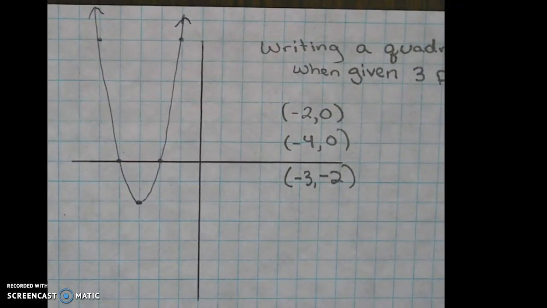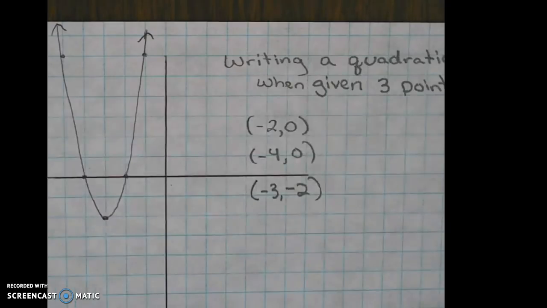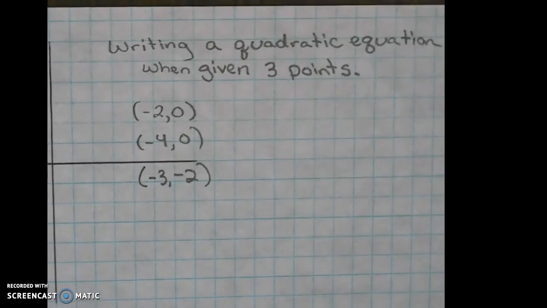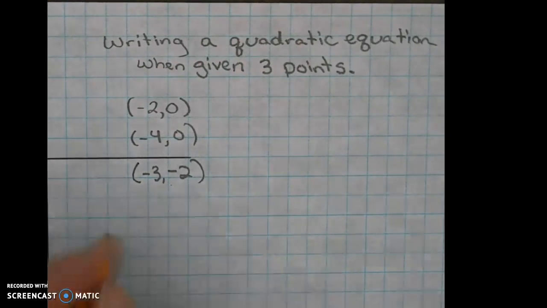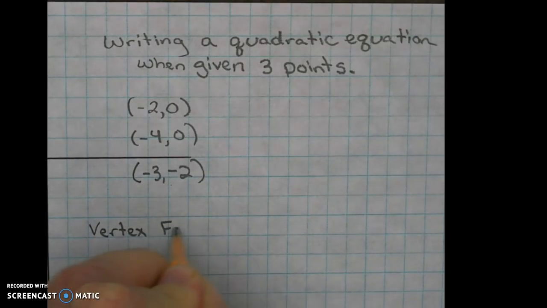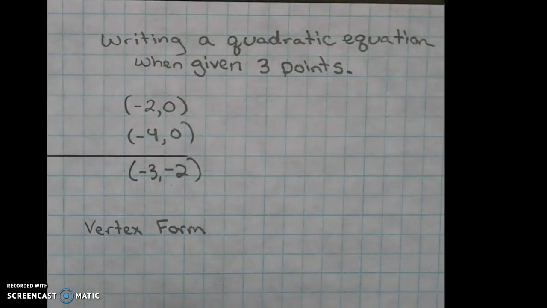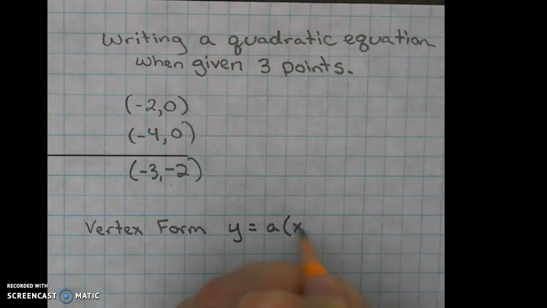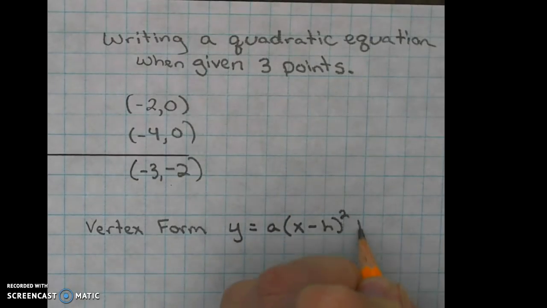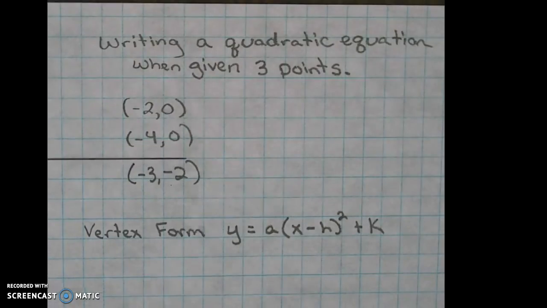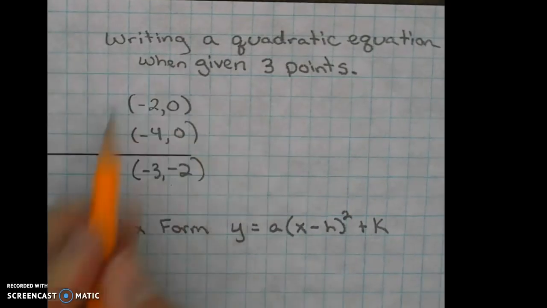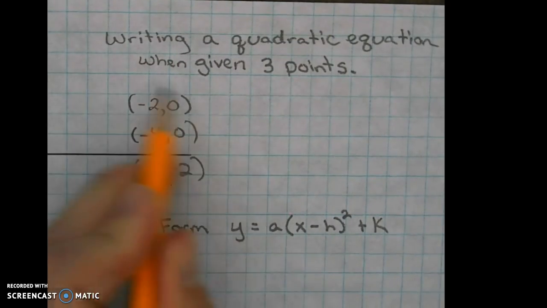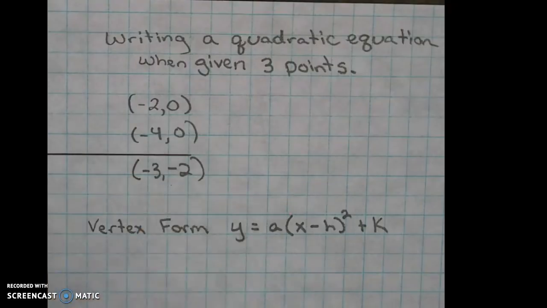Okay, so the first form we're going to look at is vertex form. That's the one that we have been using. So vertex form, which is on the poster in front of the room, has our transformations a, h, and k. And so sometimes the points that you're given may represent certain points on the graph.